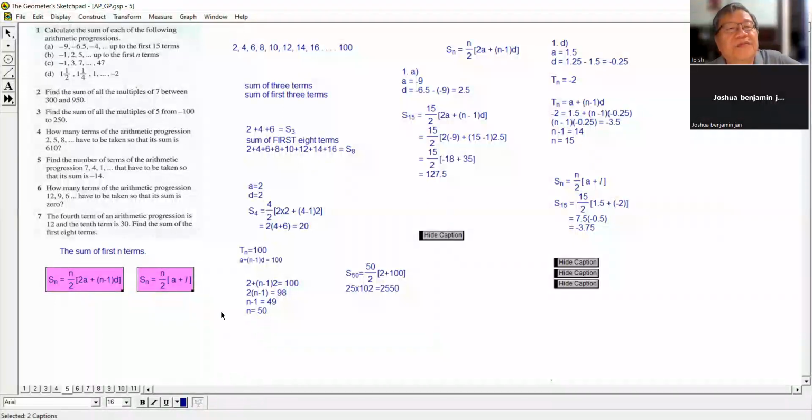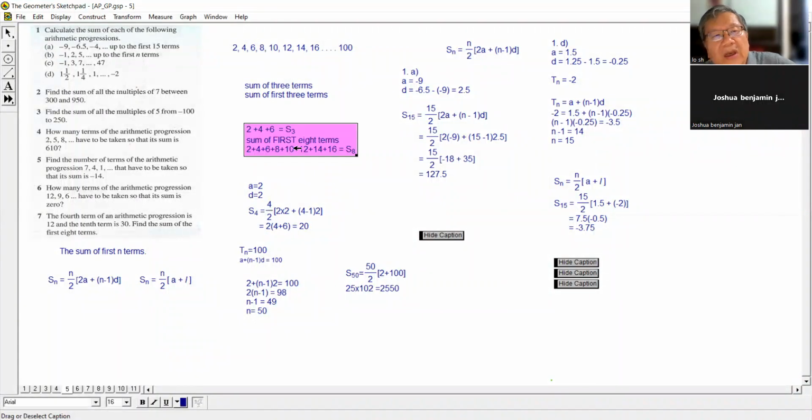Okay, right. So let's say the sum of first 3 terms. 2, 4, 6 is the first 3 terms. The sum of first 3 terms is 2 plus 4 plus 6. Okay, let's say we want the sum of first 8 terms. You need to have the word first. First 8 terms means starting from number 1, then 2, 3, 4, 5, 6, 7, 8. So we have to take the first 8.